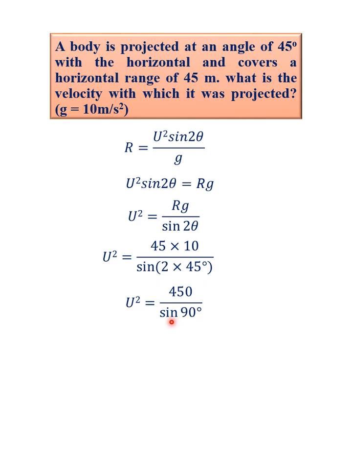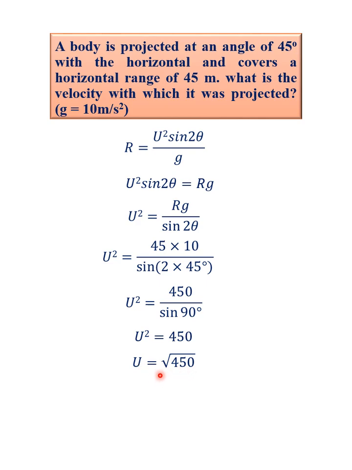If you put in sine 90 degrees into your calculator, you are going to get 1. Sine 90 degrees is 1. So what it means is that u squared will be equal to 450 divided by 1, which is equal to 450. So u squared will be equal to 450. To obtain u, we're going to take the square root of both sides of the equation, so that u will be equal to the square root of 450.